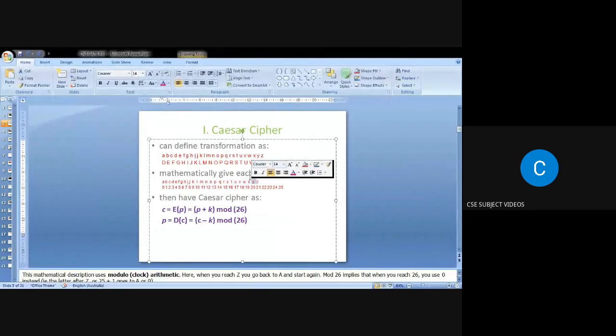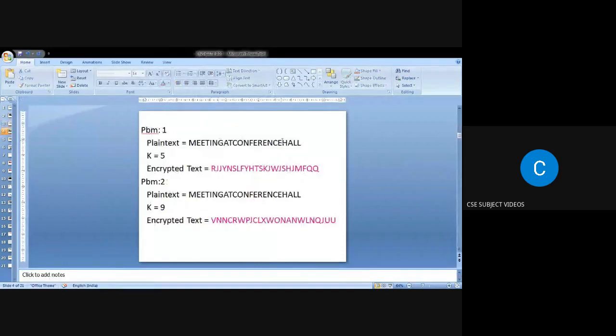So similarly, we have to compute for the remaining letters also. Now for the plain text "meeting at conference call", for each letter we have to travel towards the right, and here the given k value is 5. So we have to substitute the right fifth letter instead of that particular letter. We continue the same process for all the letters in the plain text. So now this is the encrypted text.